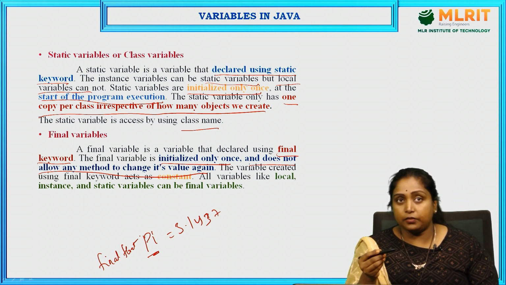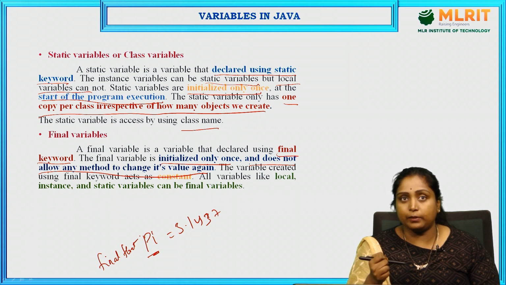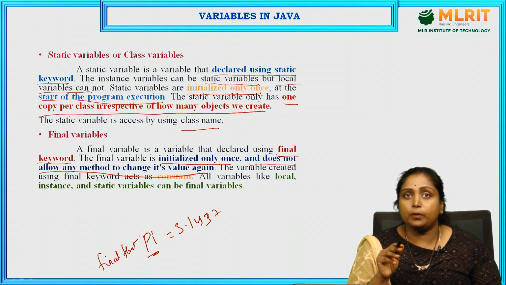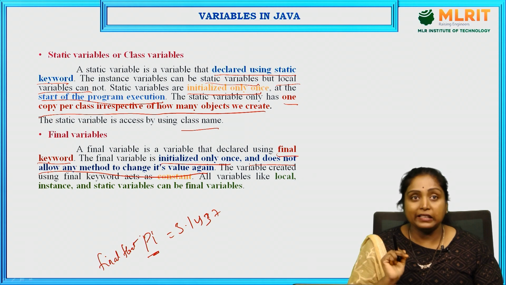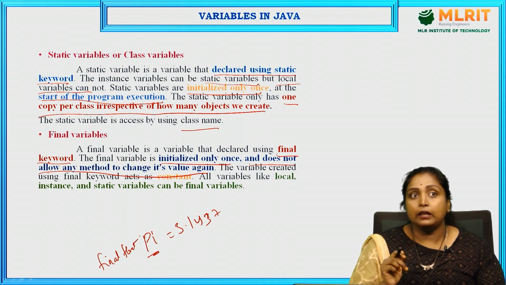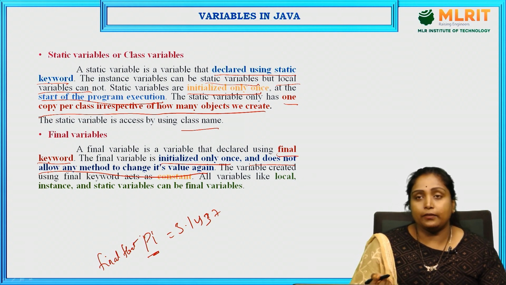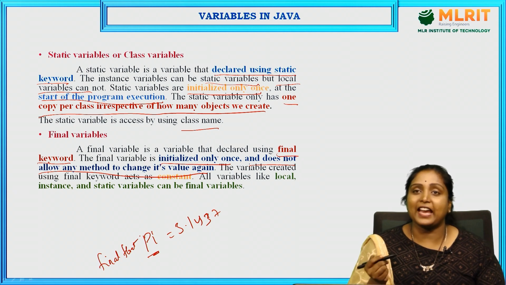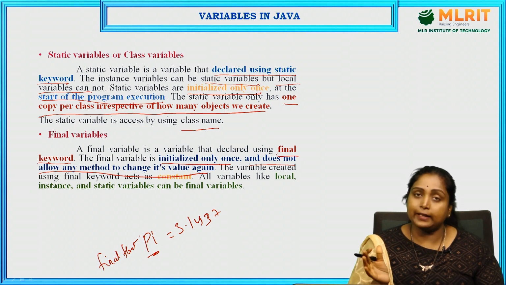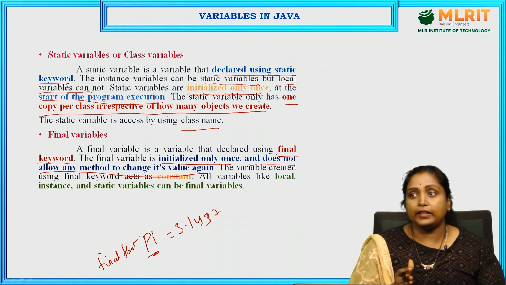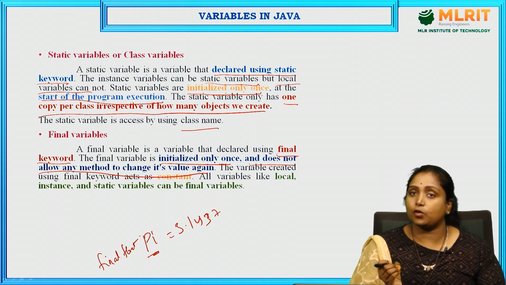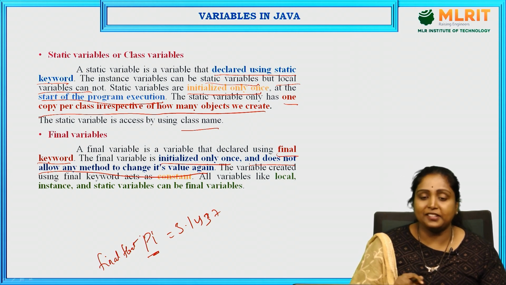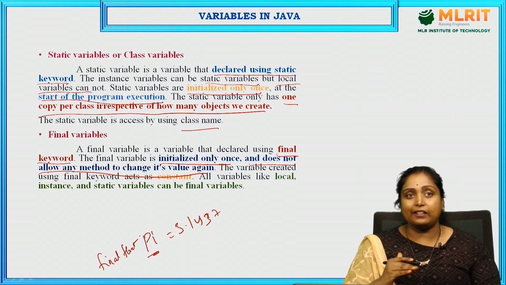Here another difference between the static variables and final variables is that static variables cannot be taken for local variables. You cannot declare a local variable as a static variable, but a final variable can be a local variable, instance variable or static variable. So a local variable can also be taken as a final variable, the instance variable also can be taken as a final variable, and static variables also can be converted into final variables. This is the only difference between the static variables and final variables.